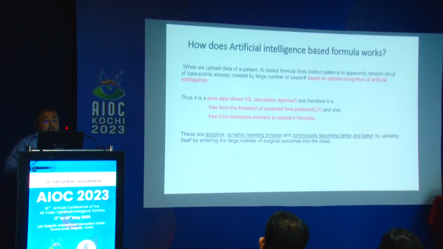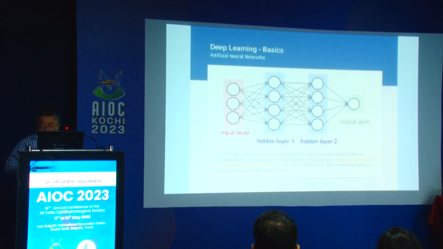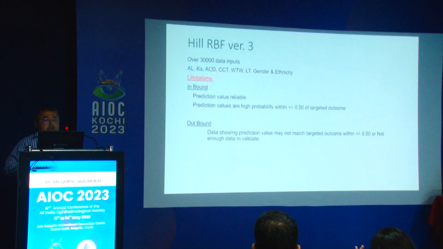Here it is important that we do not use the expected lens position in the formula. So it is very accurate. It is based on deep learning. It has already been discussed. Now, Hill RBF uses axial length, K reading, ACD and CCT with white to white, lens thickness, gender and ethnicity.